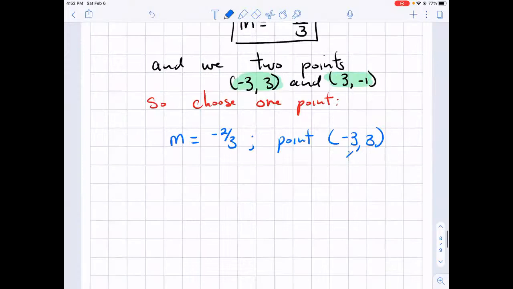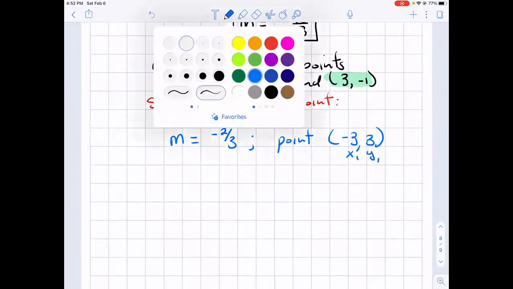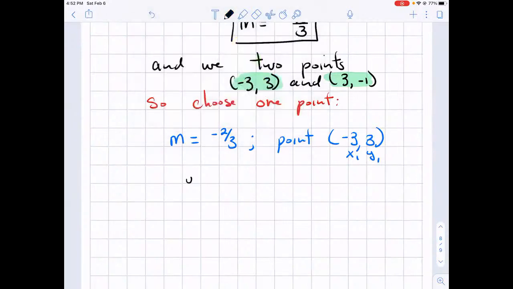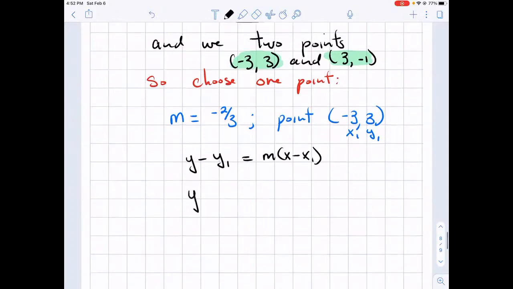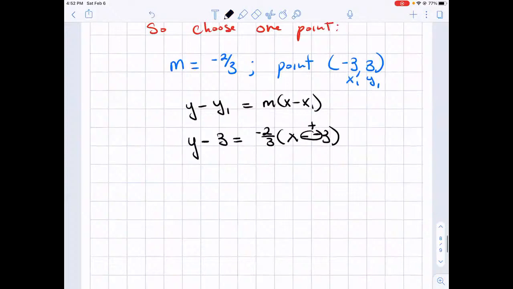Okay. So here is x1, here is y1. And now we use point slope. y minus y1 equals m times x minus x1. So we have y minus 3. The slope is -2/3. x minus x1, which is a -3. These two negatives become positive. So we have y minus 3 is equal to -2/3 x plus 3.